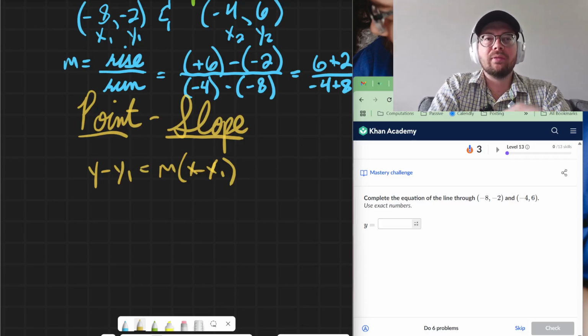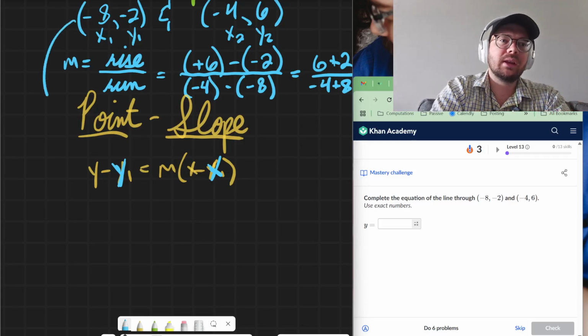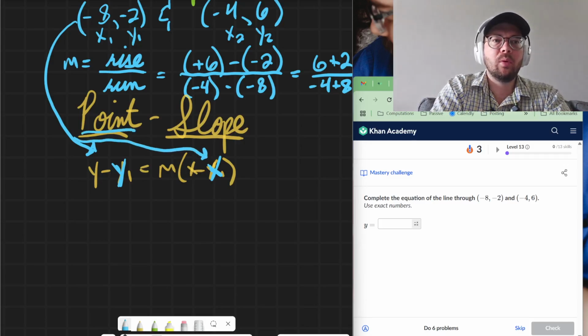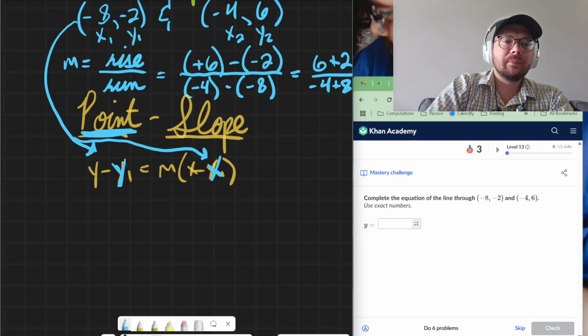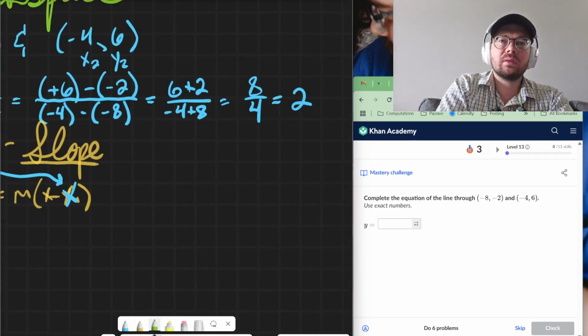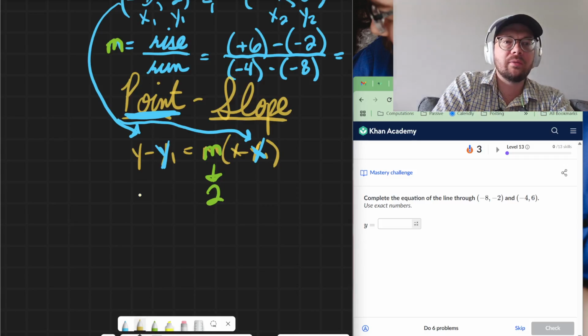But since we already have the first point labeled as x1 and y1, so we already have this and this coming from over here for the point. Since we already have that provided, might as well go ahead and use it. And then we already know the slope as well. So we know the slope ended up being 2, right? Okay, so we can just go ahead and fill everything in now.